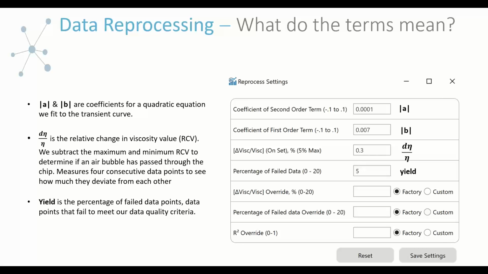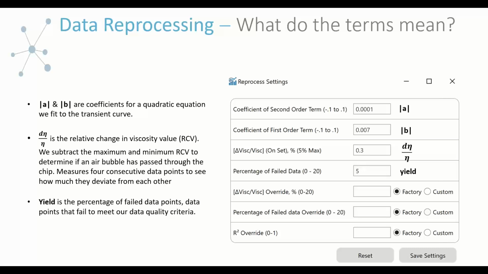And then the last thing that Clariti uses to determine the quality of the data is the R-squared values. The factory setting of the R-squared value, I believe, is 0.998. So if the R-squared is less than 0.998, Clariti will flag that as poor data.